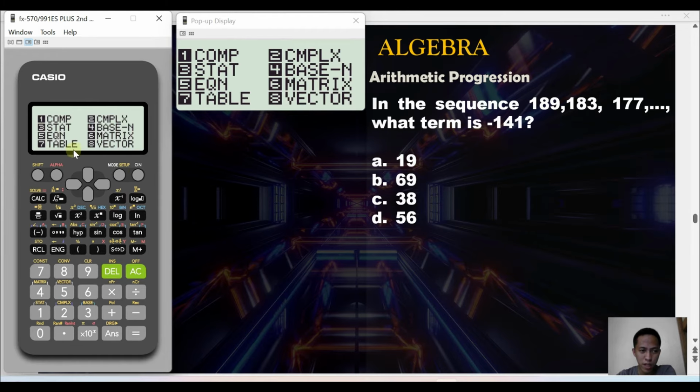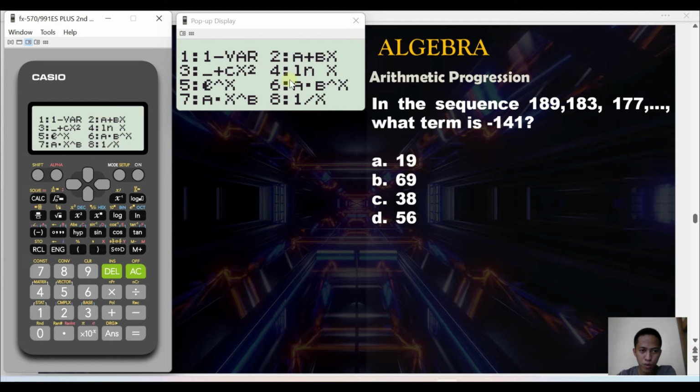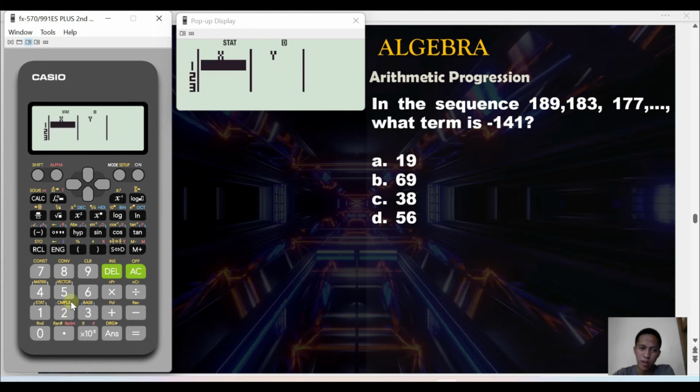So, again guys, press mode and stat. Okay, so number 2 for arithmetic progression. So, etong x again is kung pang ilang term. Okay, so yung y natin is kung ano yung term. So, the first term is 189. So, minimum of 2 sets of data. So, isa pang data guys. So, it's either you input the second term or the third term. So let's say the third term. Okay guys, pwede ka maglagay dito kahit na hindi siya magkasunod, no? Kahit hindi magkasunod na first and second, basta kung ano yung given. So sa problem, given ng first, second, and third term. So let's say the third term is 177. Okay? Okay na yan guys. Pwede na natin gamitin yan to get kung pang ilang terms si negative 141.